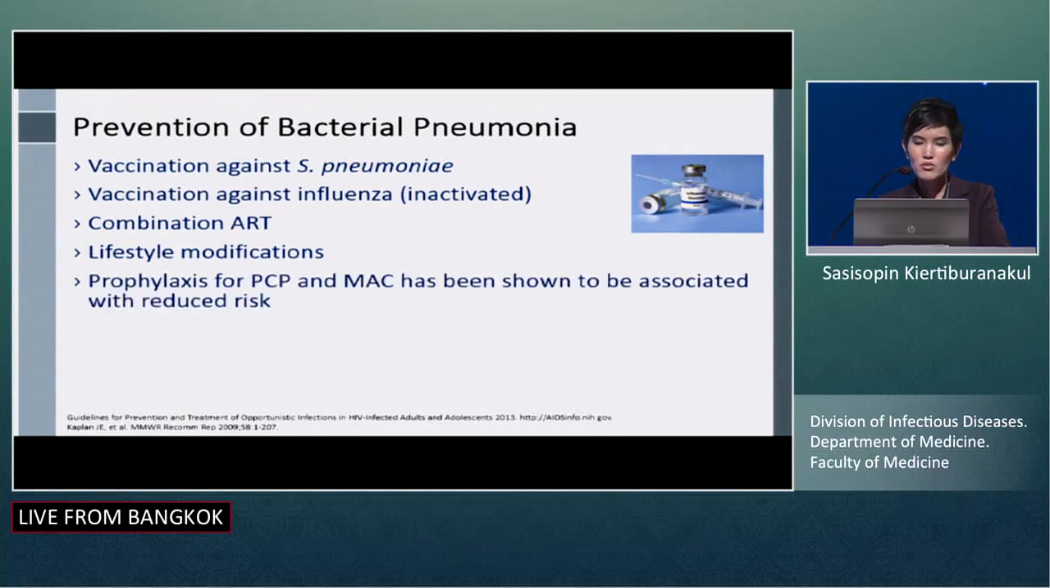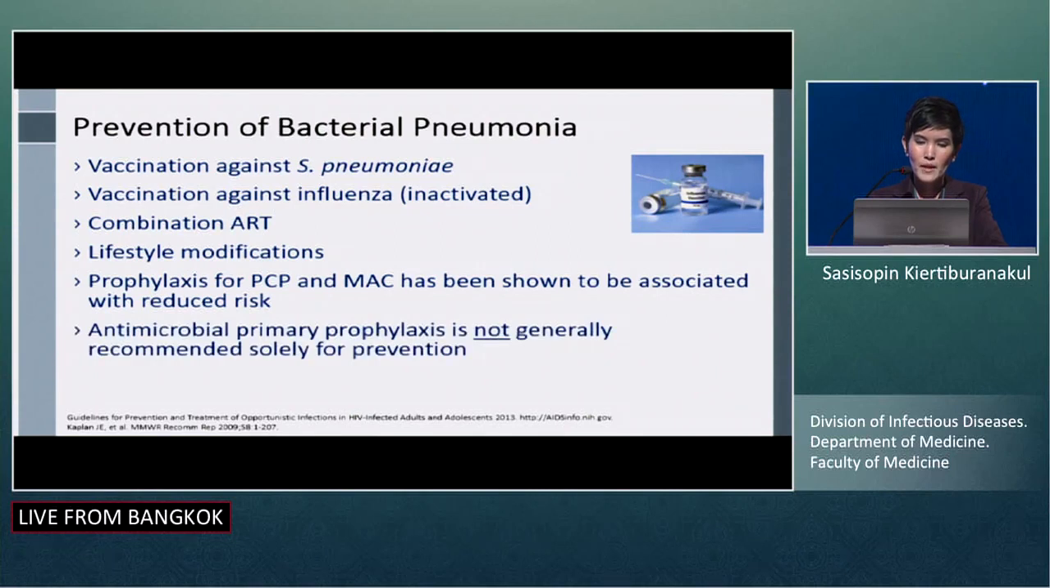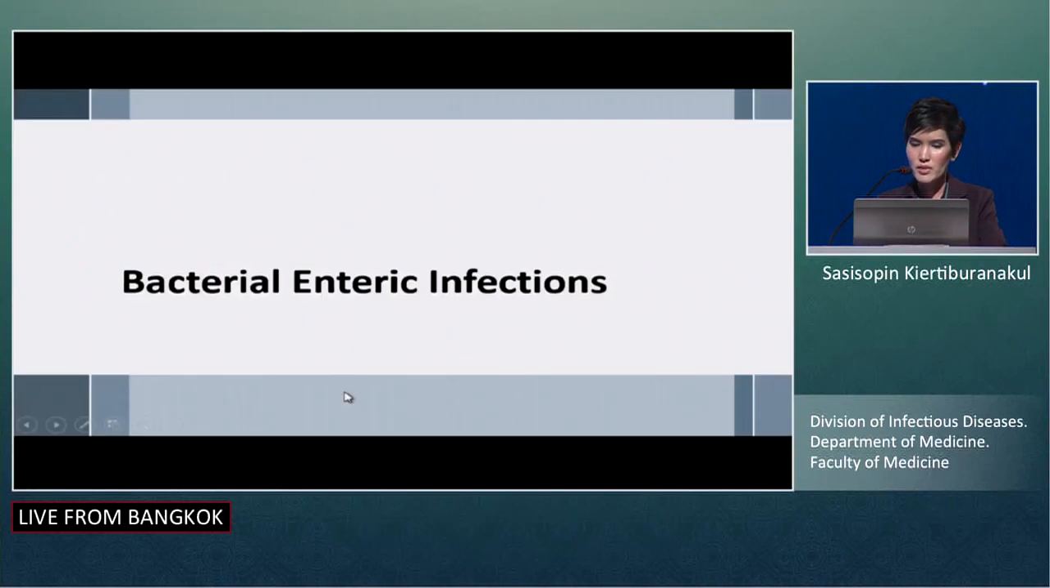And for the patient who has a low CD4, we give a prophylaxis for PCP, right? The Bactrim prophylaxis or MAC prophylaxis has been shown to be associated with a reduced risk of bacterial pneumonia. But we don't recommend giving any antibiotic for primary prophylaxis specifically for pneumonia. But if you give Bactrim for the general recommendation, it is fine. So Hib vaccine is not usually recommended in HIV-infected patients.